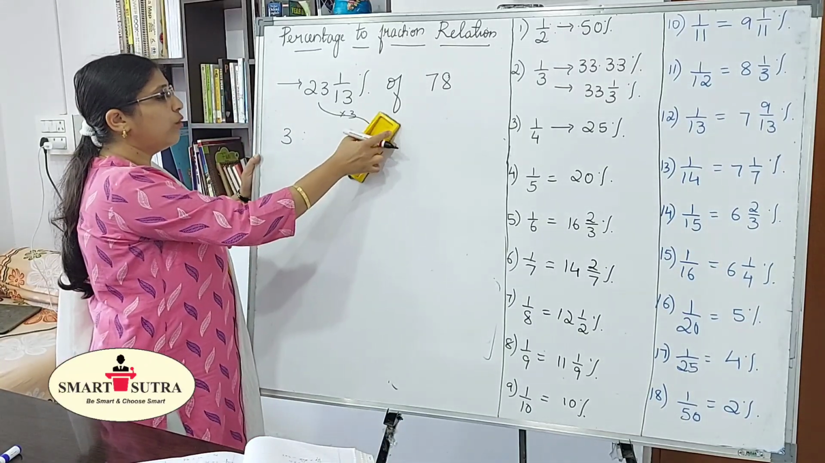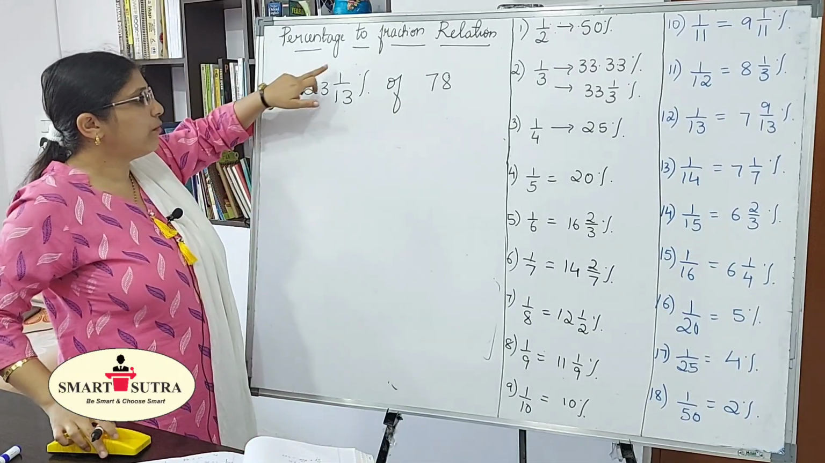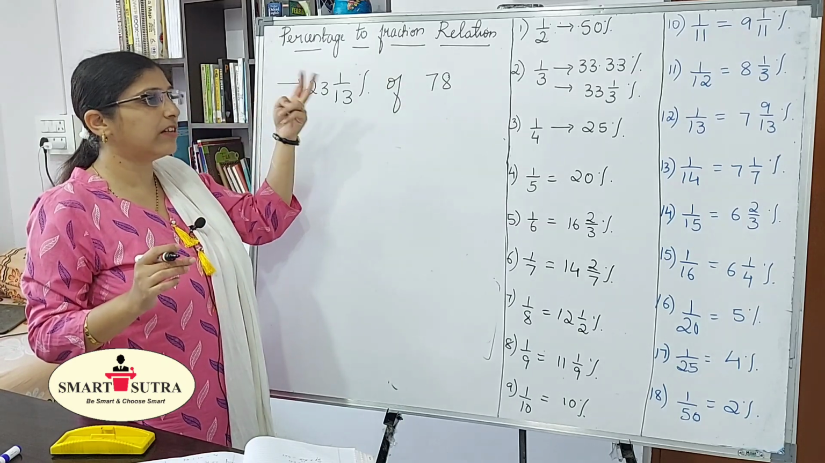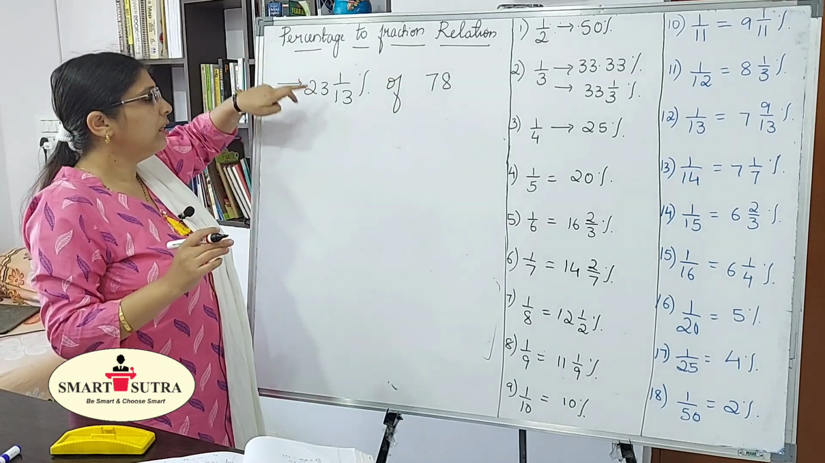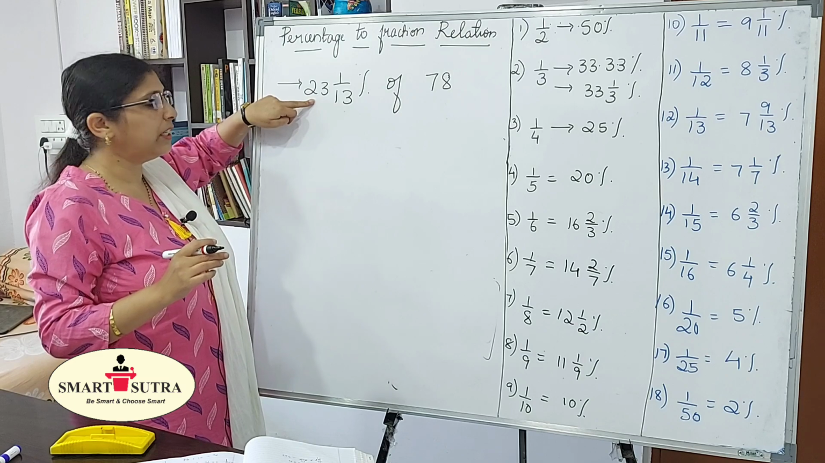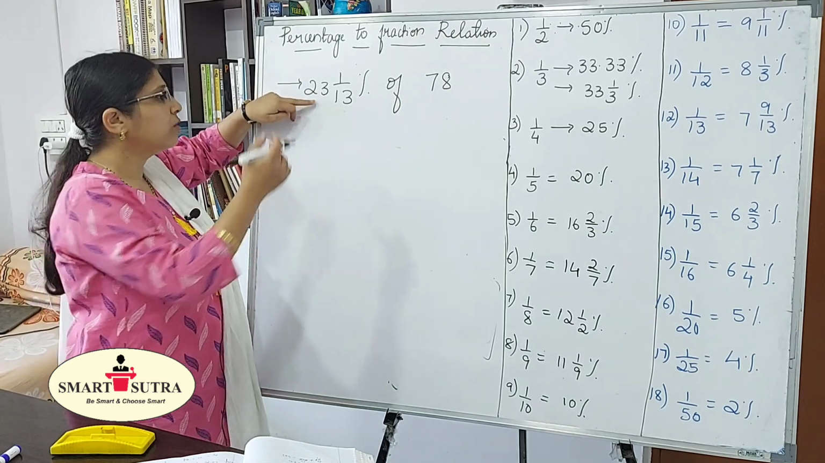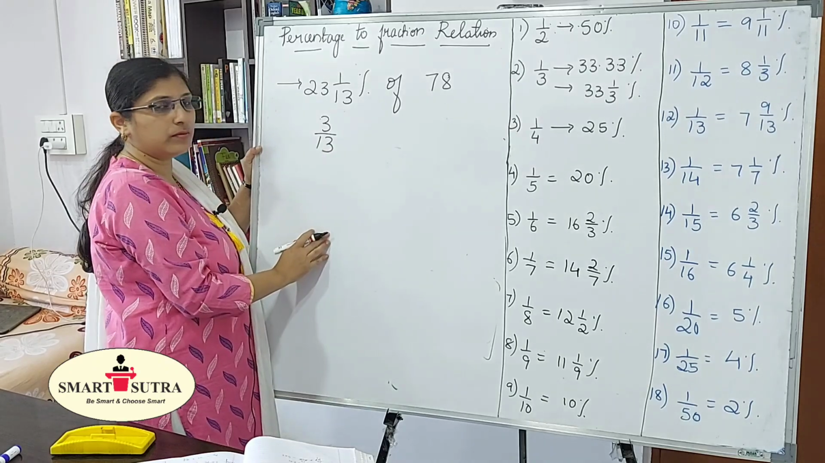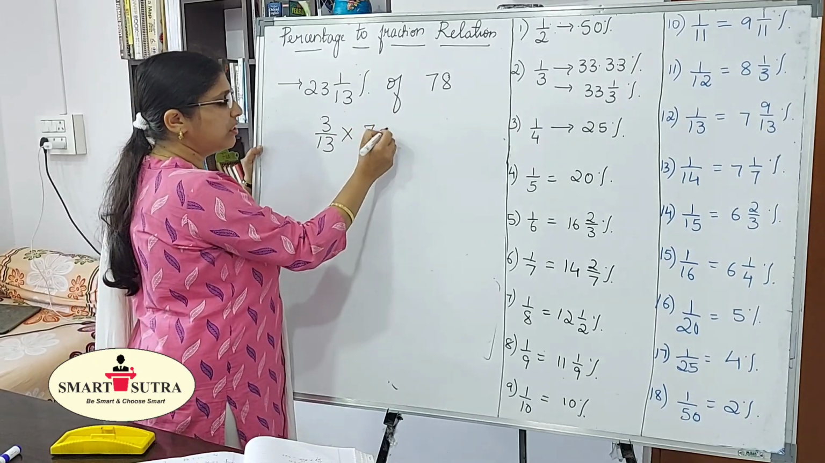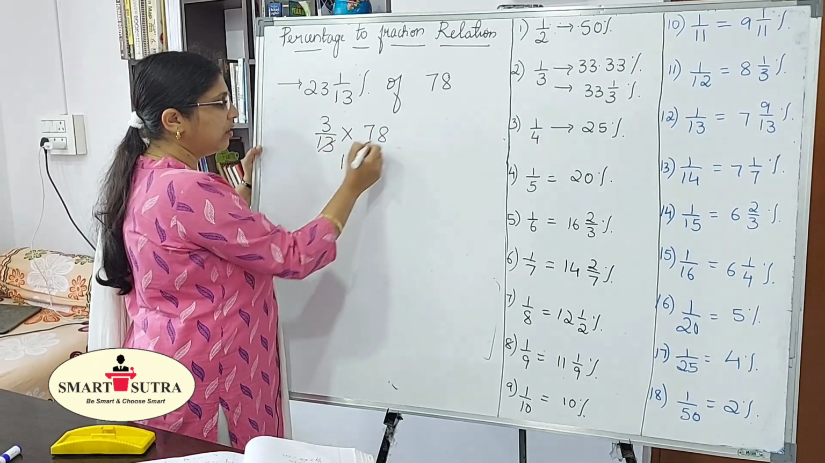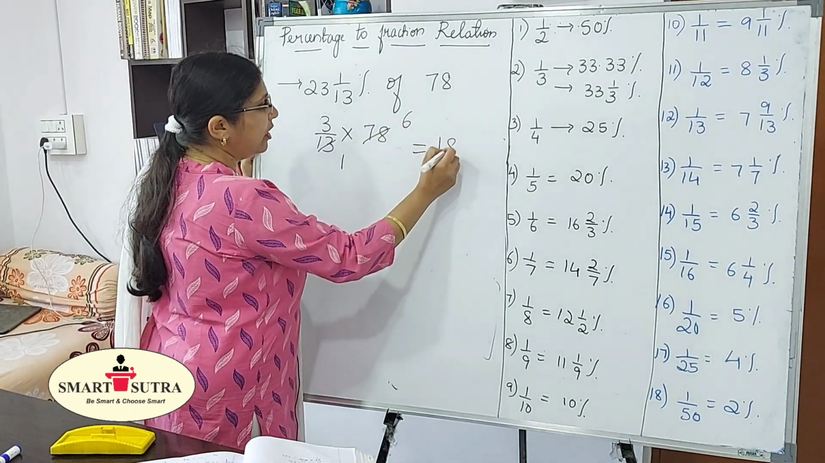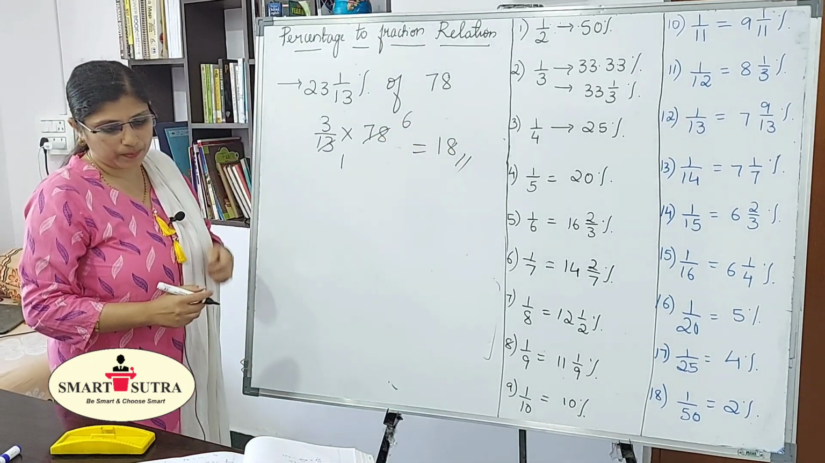Directly what we can do? 23 1 by 13 means it is somewhere related to, you should think in your mind, 7 9 by 13s. 7 is approximately nearer to a multiple of what? It is into 3. So directly you should write 3 by 13 into 78 as it is. 13 ones are 13, 6 are, so 3 6s are 18 is your answer.